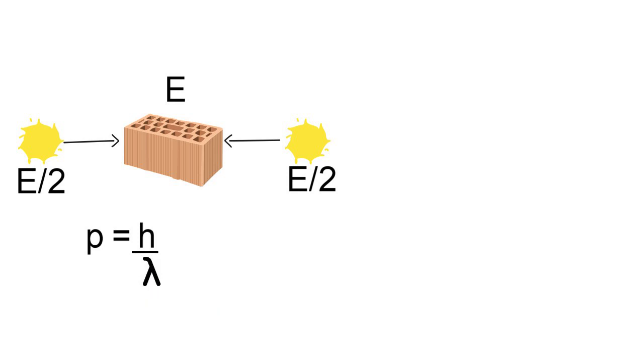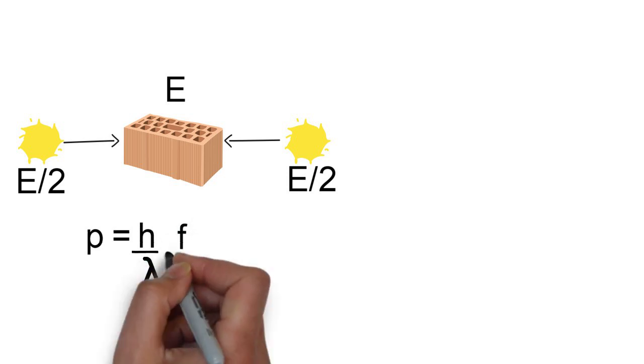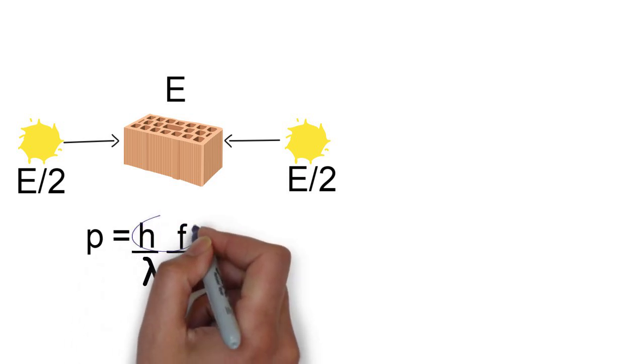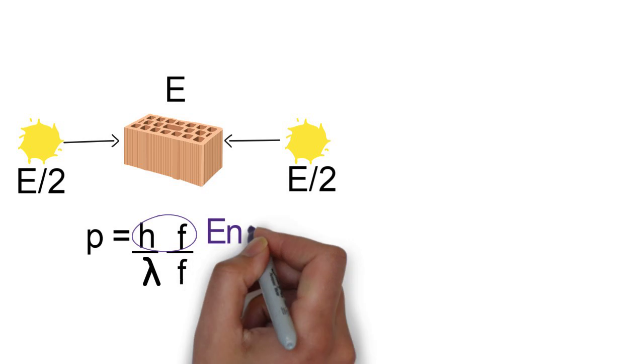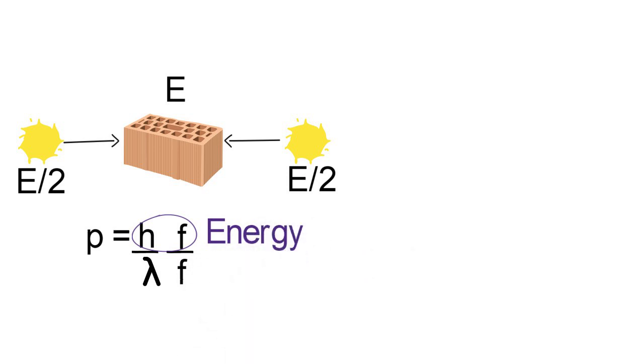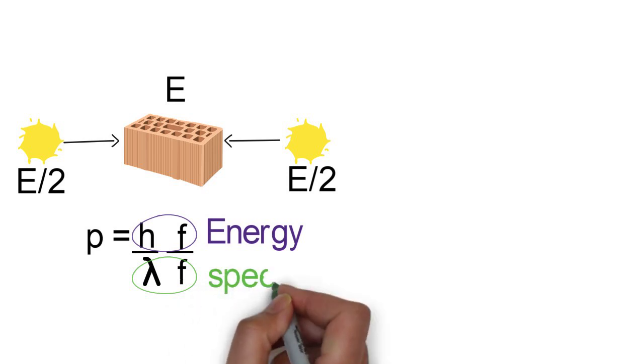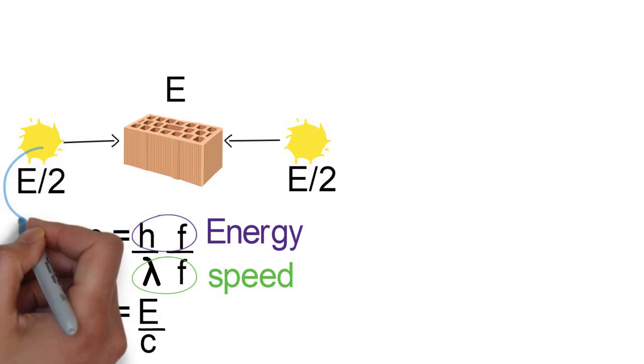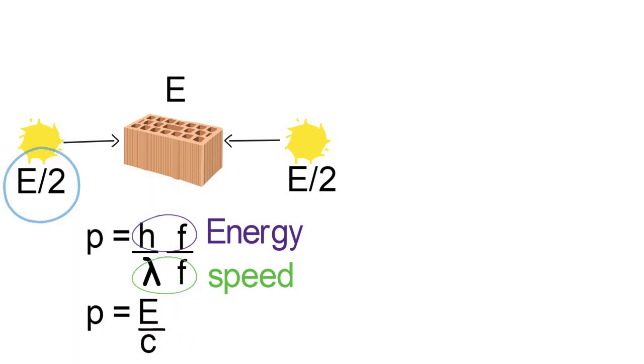If we look at the equation from quantum mechanics where momentum is Planck's constant over the wavelength, we multiplied numerator and denominator by frequency, which is just multiplying by 1. We'll notice the top numerator is energy and the denominator is speed, for speed of light, c. So the momentum for each photon would be E over 2c, because each photon has an energy of E over 2 in this case.